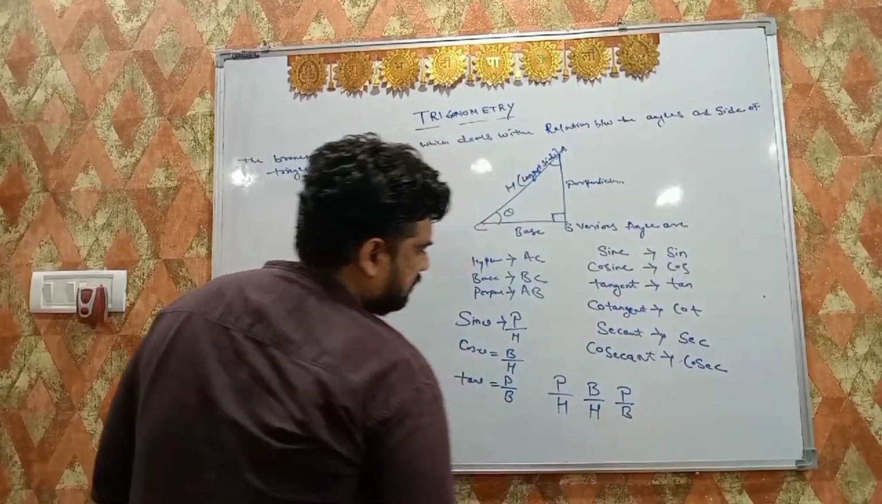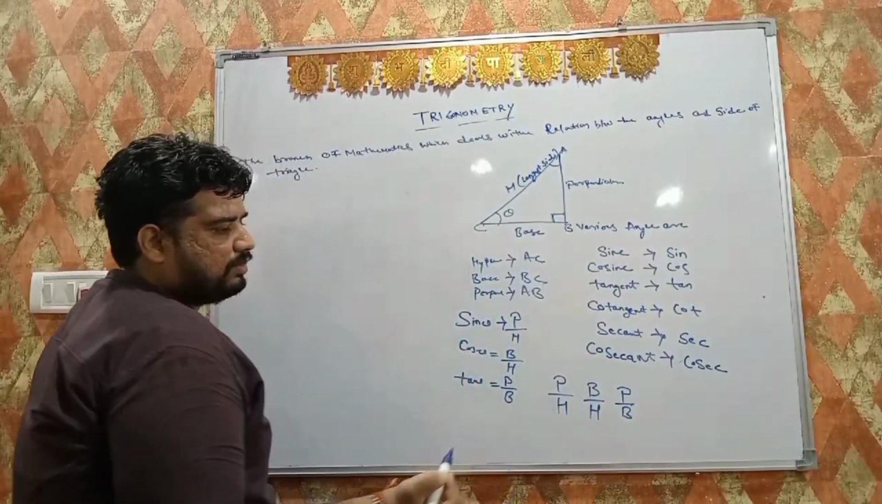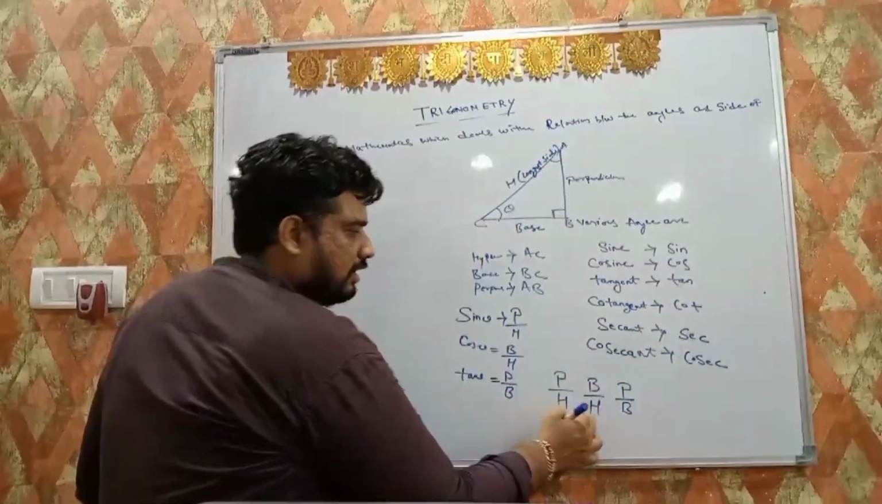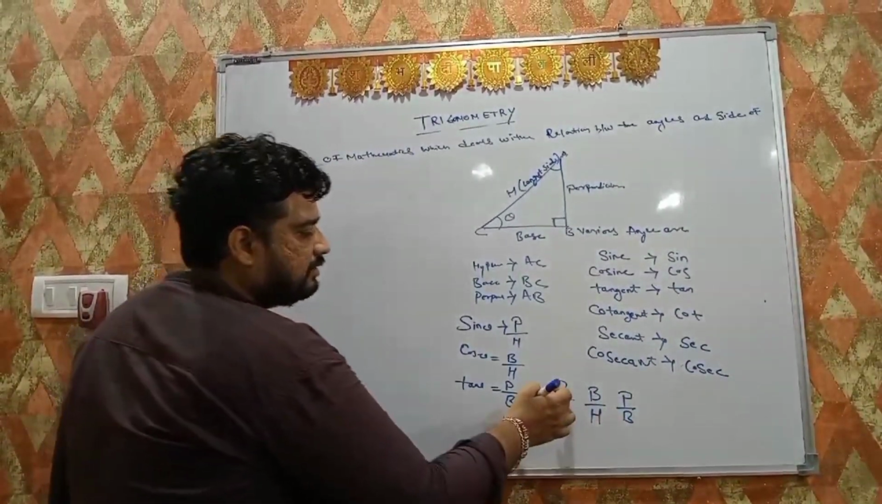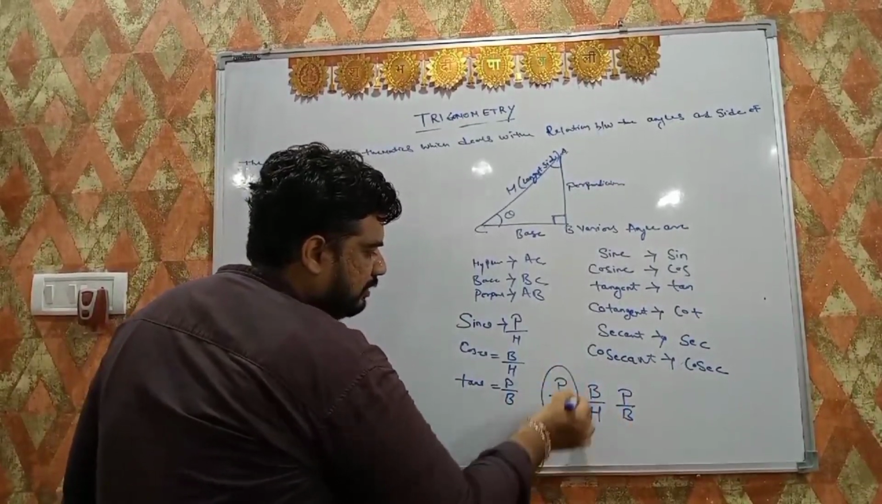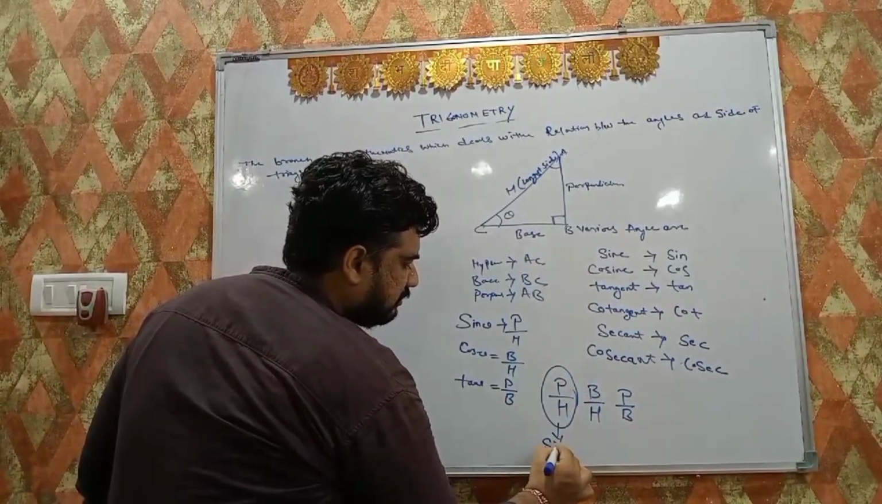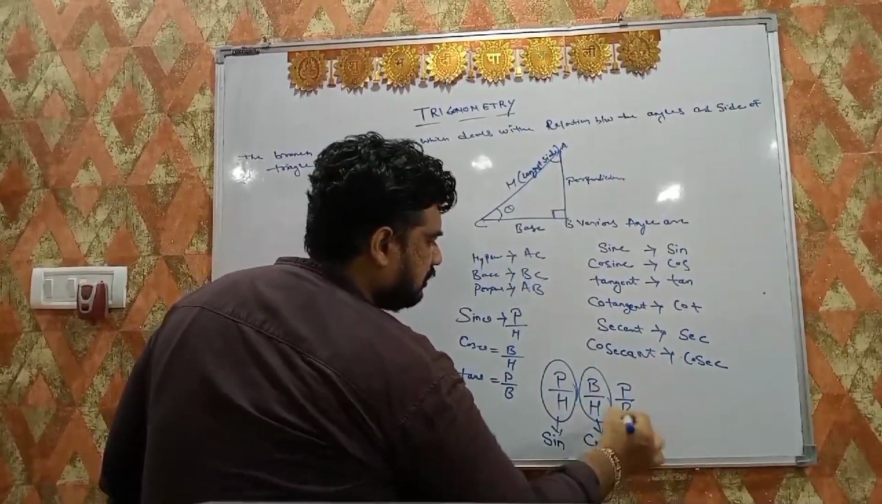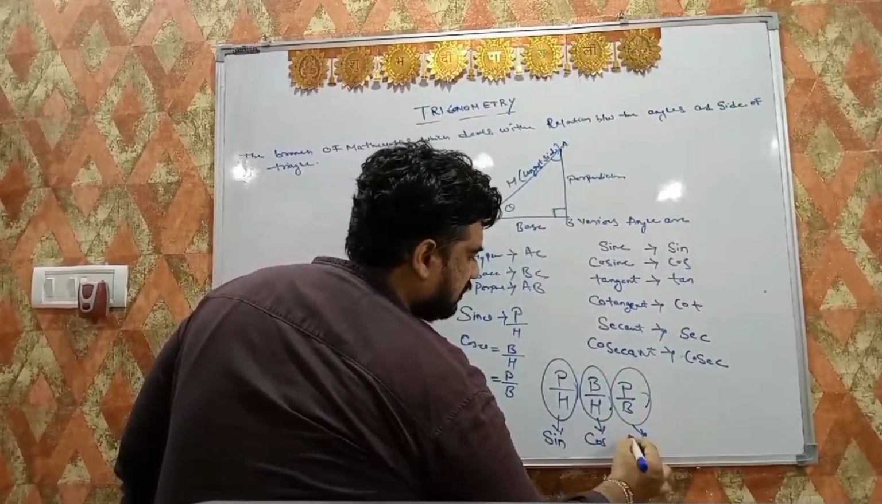So we can learn by the trick known as P by H, B by H, P by B. As a short form, we can learn the trick: Pakistan bhuka pyasa, Hindustan hara bhara, or we can say Pandit Badri Prasad Hari Hari Bol. The value P by H denotes sine, the value B by H denotes cos and the value P by B denotes tan.